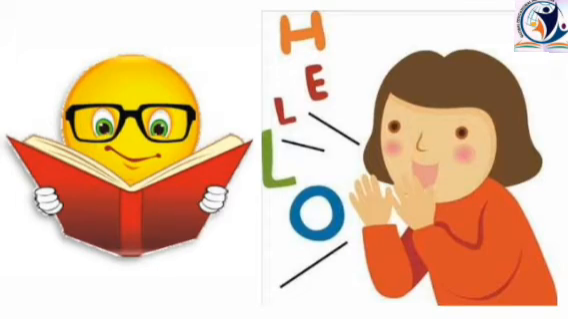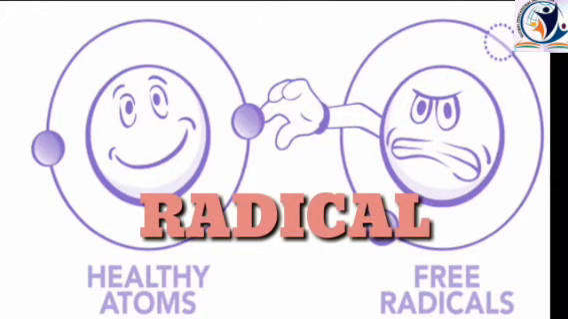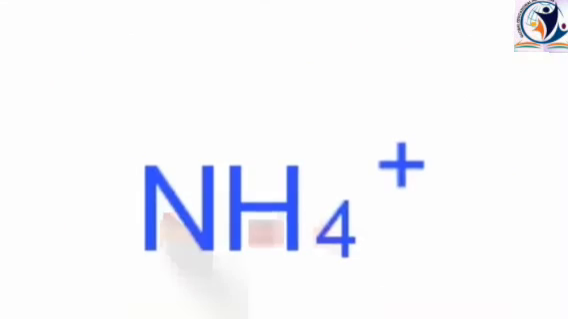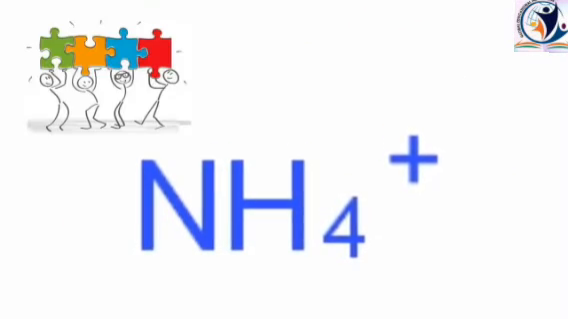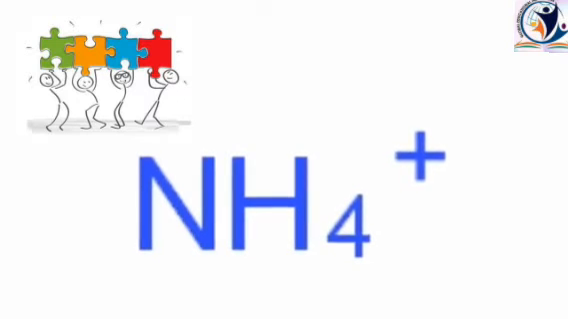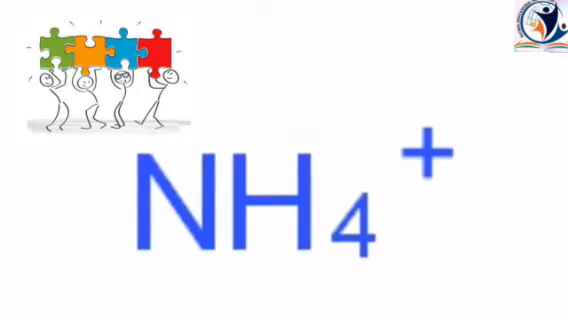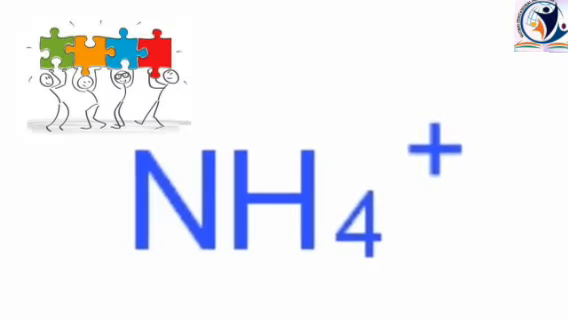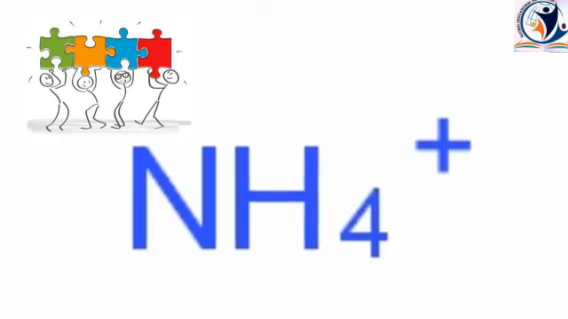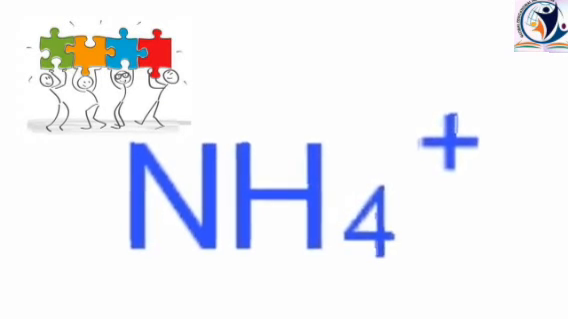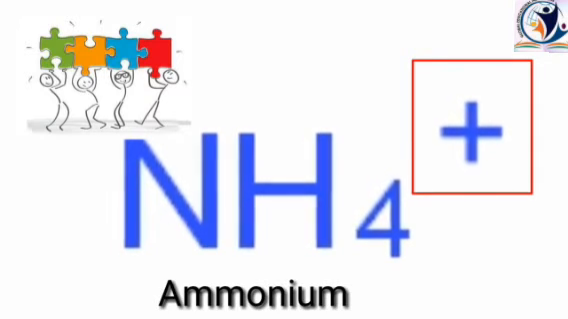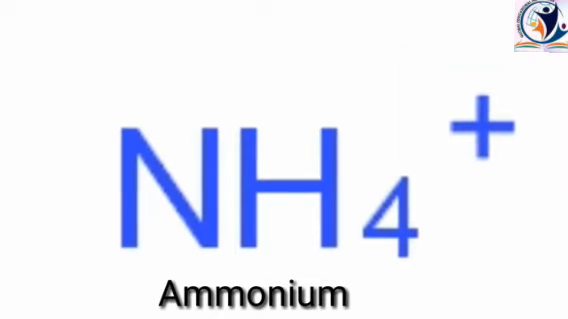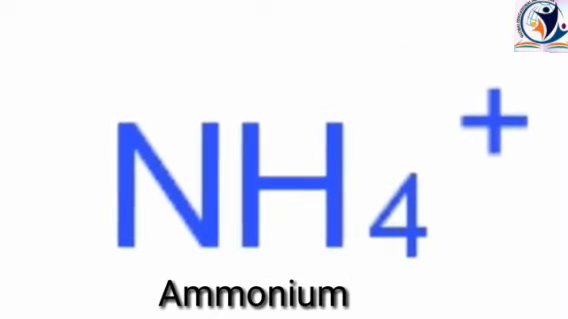Today we will be discussing radicals. Now, what is a radical? Here is a picture representing NH4 plus. Here they are not standing separately as separate elements, that is nitrogen and hydrogen, but they are placed very close to each other as a unit with a charge symbol on the head, or superscript. This is nothing but the ammonium radical with a positive charge.